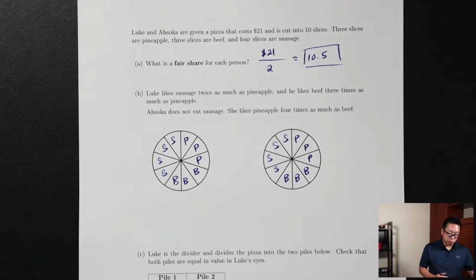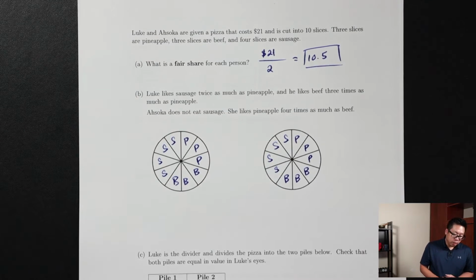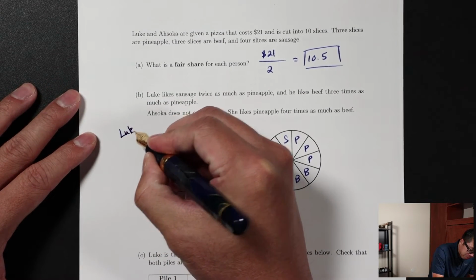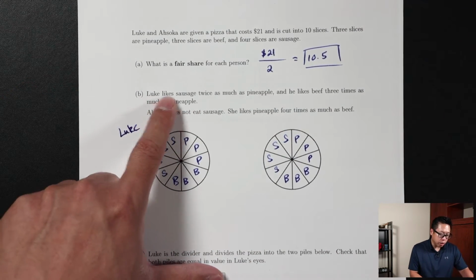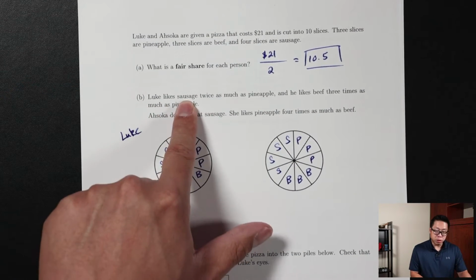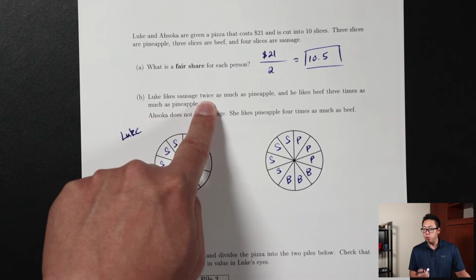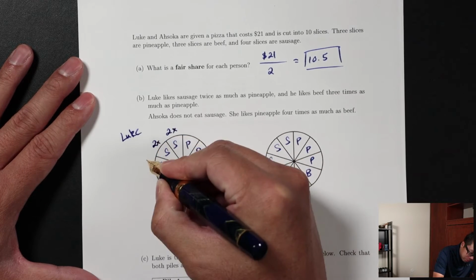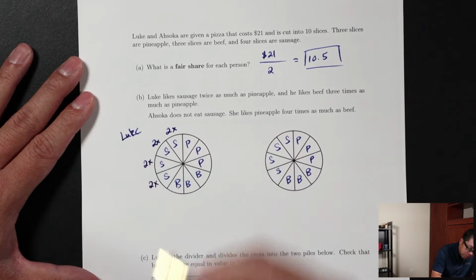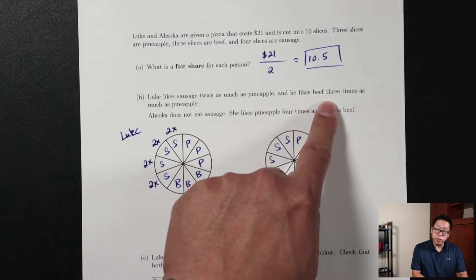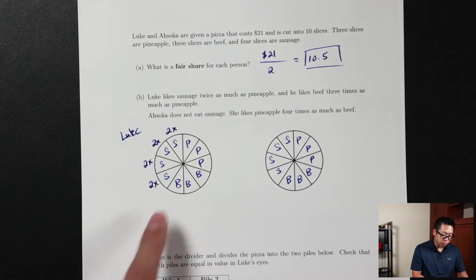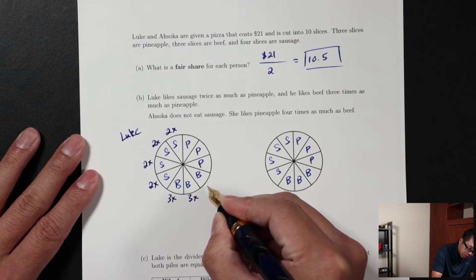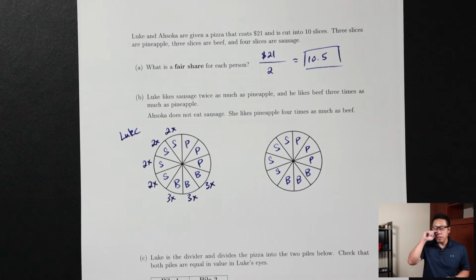Okay, so now we're going to find what value each person would put on each type of slice. So let's first start with Luke. Okay, so Luke likes sausage twice as much as pineapple. So sausage twice, meaning 2x. I'm going to label all my sausages 2x. He likes beef 3 times as much as pineapple. So beef would be 3 times, which is 3x. And then the remaining type of slice, regular x.